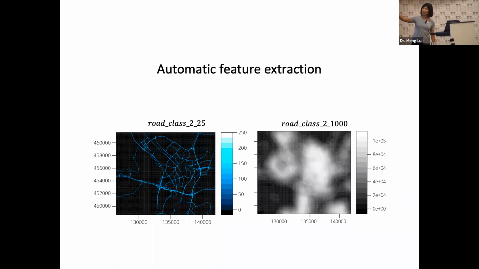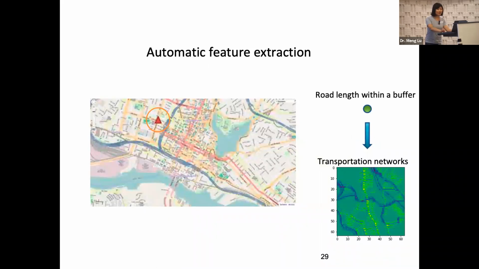For example, here I'm showing the primary road within a 25 meter buffer, the total length of it, and in the 1,000 meter buffer. But the question then is what buffer should we use? And also with this type of method, we drop lots of other information from the transportation networks. Like the corners and the curvatures, the traffic lights, and roundabouts, and that may all contribute to the air pollution process. So can we automatically extract features from the transportation networks?